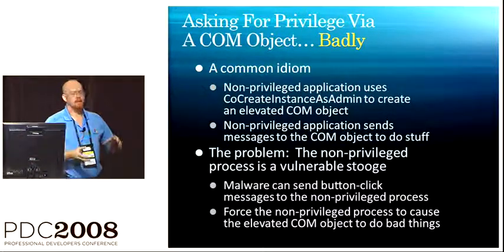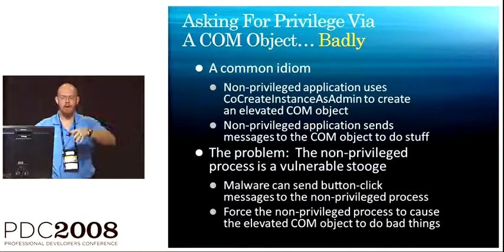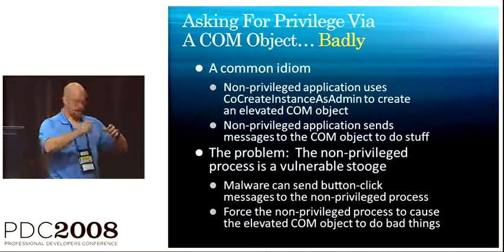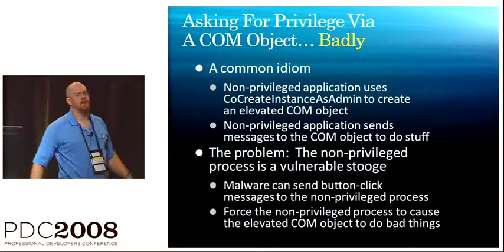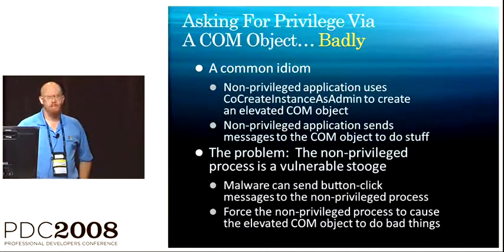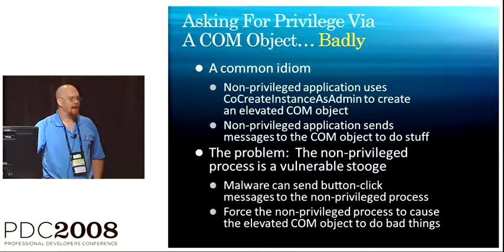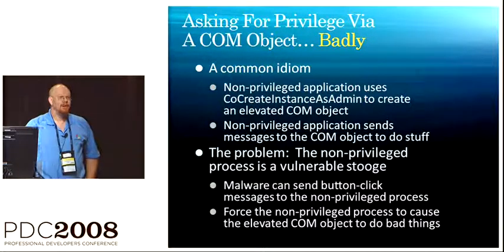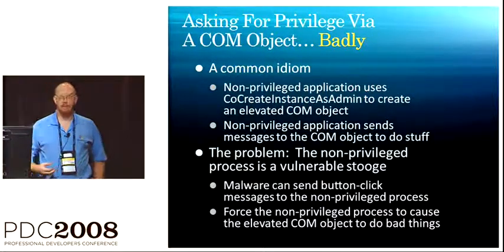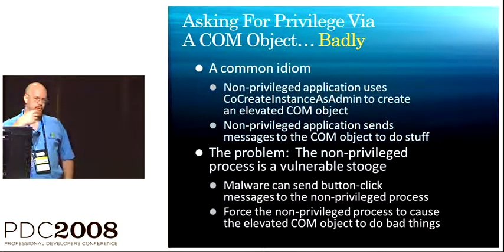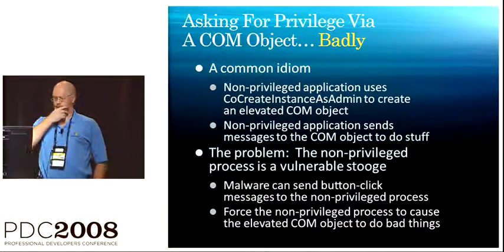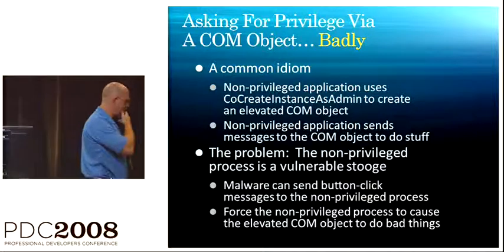The non-privileged application creates the privileged COM object, and then the non-privileged application has a GUI that's non-privileged on the desktop, and the user clicks things, and it sends messages to the COM object, which does them. The problem is that the non-privileged process is a vulnerable stooge. In academic theory, we call it the confused deputy. Because it's non-privileged, malware can drive it to do darn near anything, and does. Force the non-privileged application to send bogus messages to the COM object, which it goes, oh, George said that I should do this. I guess I'll go format drive C.